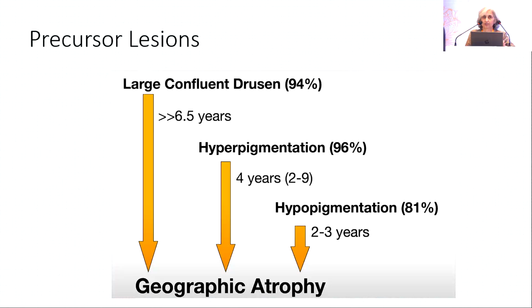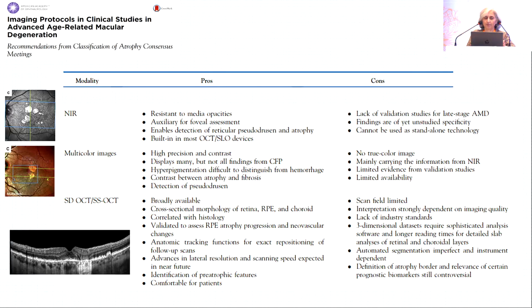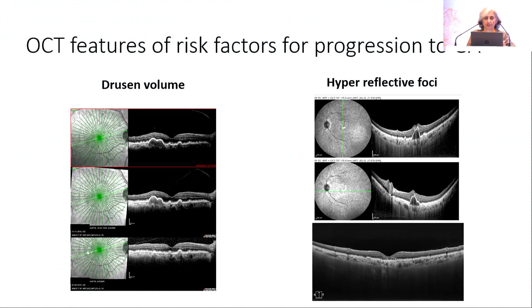What are the precursor lesions and how fast do they progress? Large confluent drusen progress relatively slowly, almost over a period of 6.5 years, whereas hypopigmentation seen as atrophy and hypertransmission on OCT can progress as fast as 2 to 3 years to geographic atrophy. How can we image these cases? Color fundus photograph. Autofluorescence is something most of us are familiar with. Quantitative autofluorescence, probably most of us don't do it yet. Infrared multicolor imaging, as well as OCT. The various OCT factors for progression: a large volume of drusen, so the large drusen can sometimes collapse and cause atrophy.